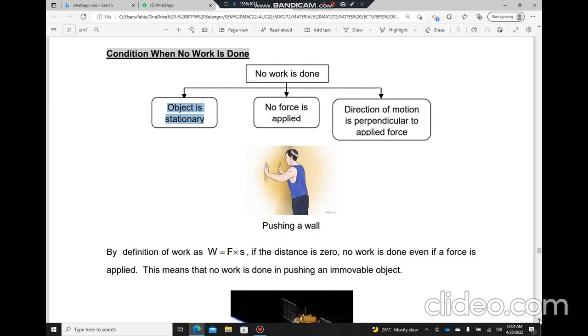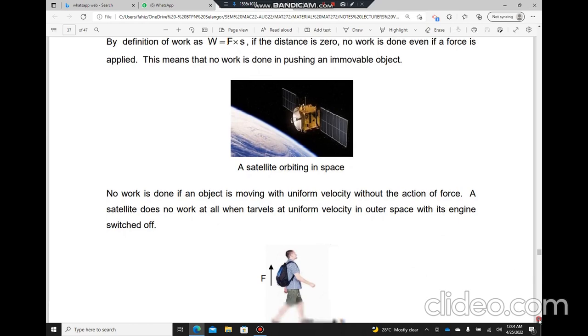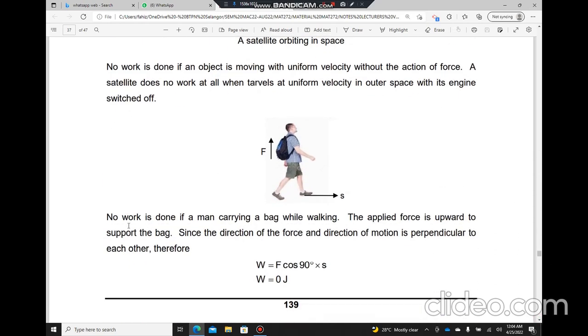Okay. So another example, this one, a satellite orbiting in space. No work is done if an object is moving with uniform velocity without the action of force. Macam contohnya satelit ni dia tak ada force kan, tak ada daya. So a satellite does not work at all when it travels at uniform velocity in outer space with its engine switched off. Okay, so yang ni contoh-contoh. And then another one, this one.